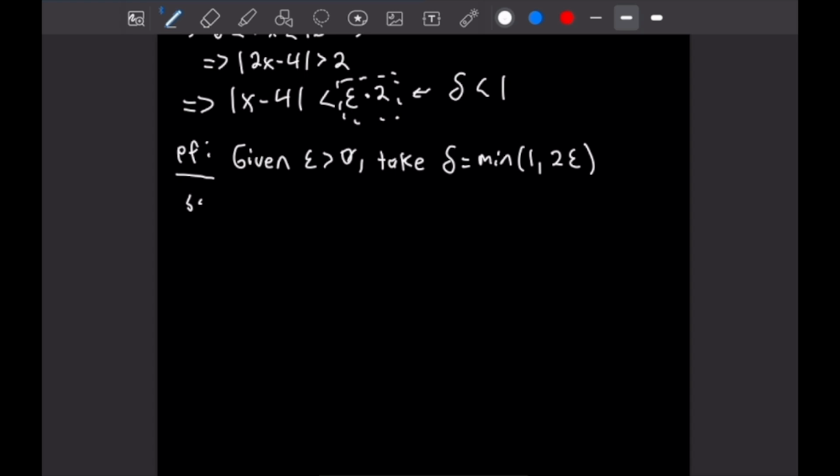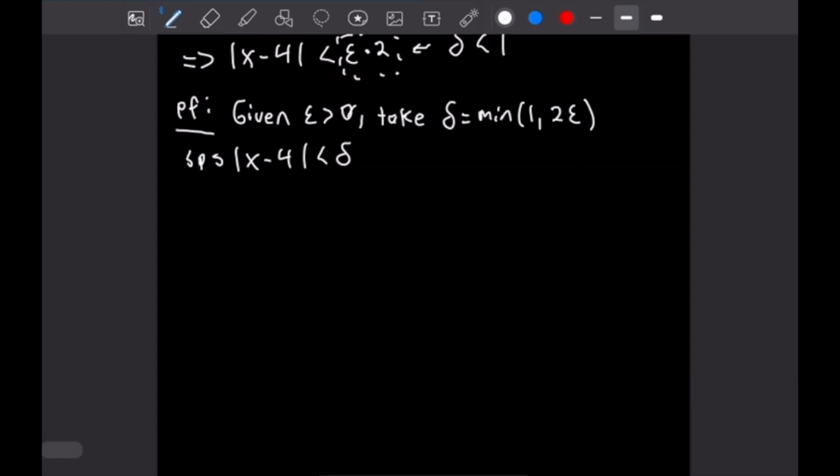So from here, we are going to suppose that we have the absolute value of x minus 4 is less than delta, which we can split up into the following 2 statements. So that implies that the absolute value of x minus 4 is less than 1, and the absolute value of x minus 4 is less than 2 epsilon. But we know from our prior calculation that we can manipulate this absolute value of x minus 4 is less than 1 to get our absolute value of 2x minus 4 is greater than 2. So I'm just going to write that down because we've already done the calculation.